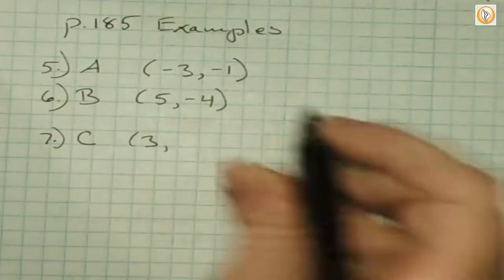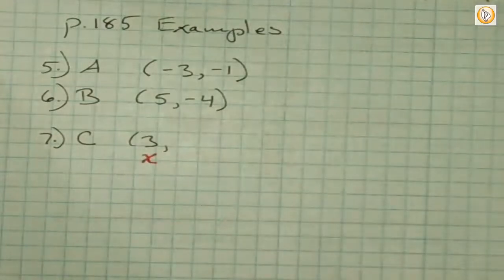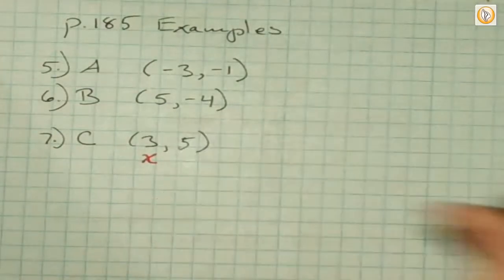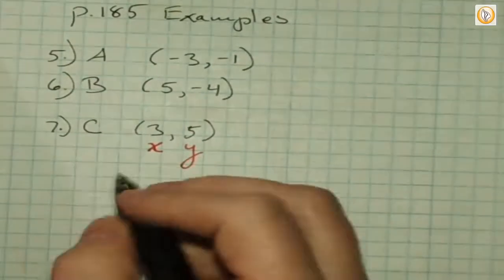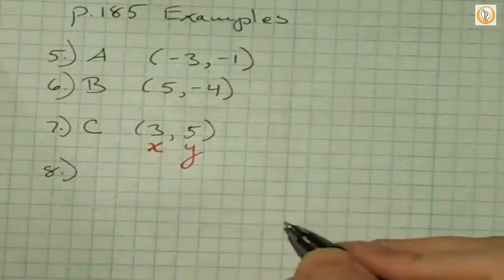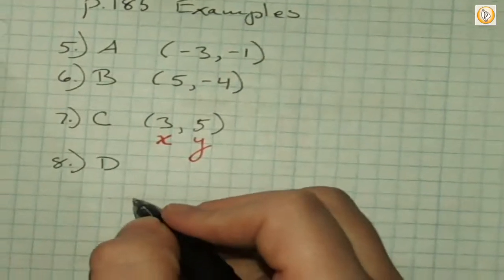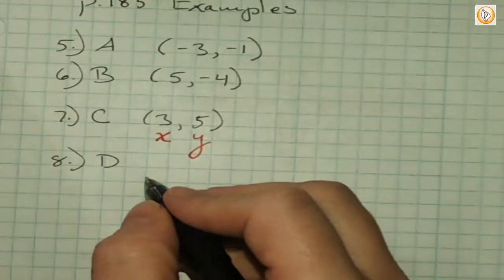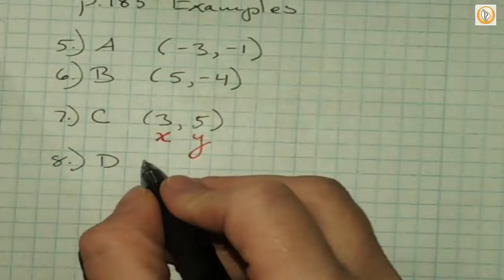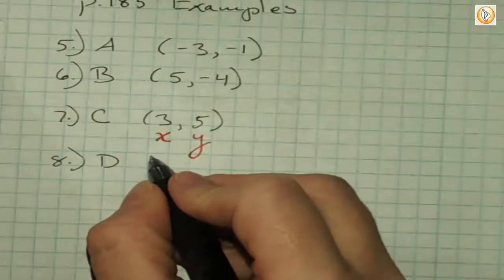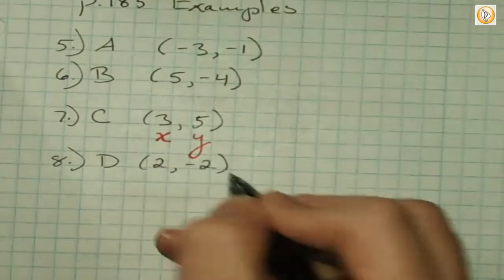Count again. Your X is definitely correct. Count up again. Yes, very good. And your Y is 5. Good job. 8. Cecilia. Excellent.